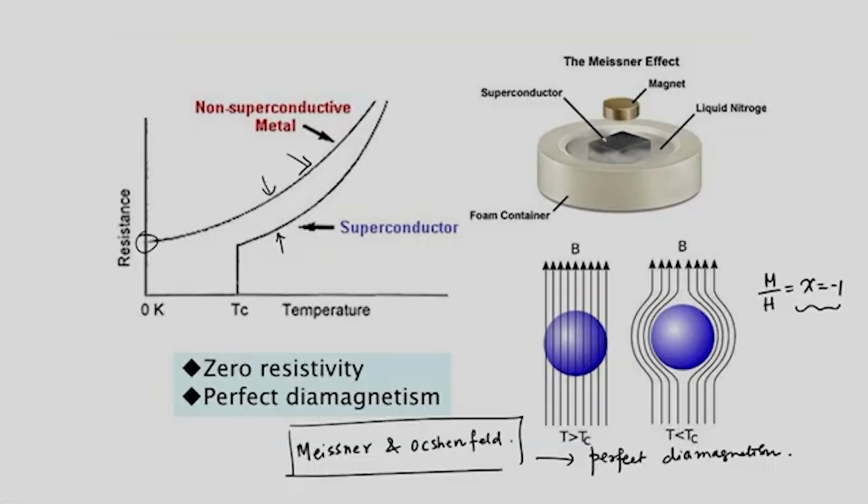And there are various kinds of support for this pairing scenario, and people have gone ahead and calculated what is called Tc, the transition temperature at which this happens. This Tc is the transition temperature at which the resistivity vanishes and so on.